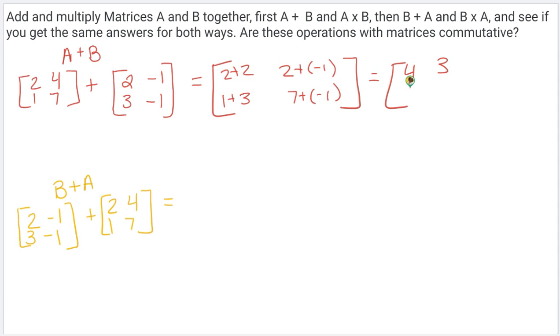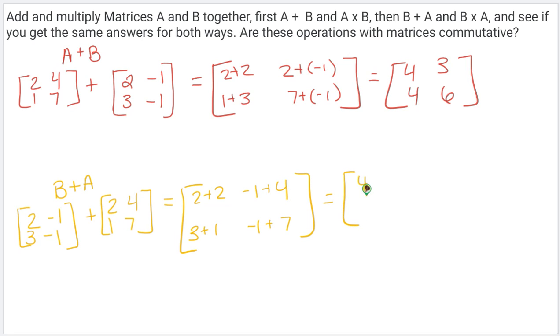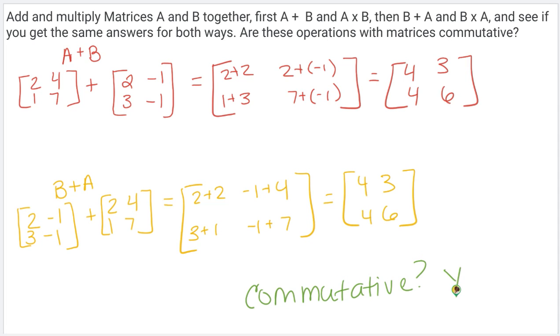4, 3, 4, 6. And if we did the same thing on B plus A, we would get 2 plus 2, negative 1 plus 4, 3 plus 1, and negative 1 plus 7. And again, we would end up with the matrix 4, 3, 4, 6. So are our matrices commutative under addition? Well, yes, they are. We just proved it because we got the same matrix using addition either way.